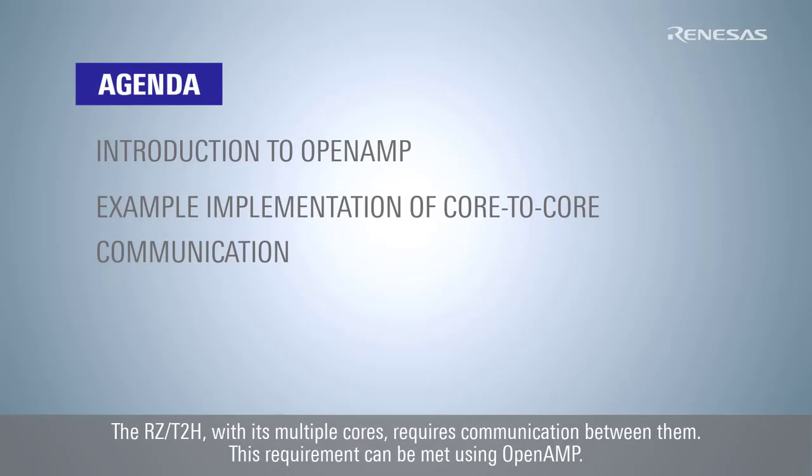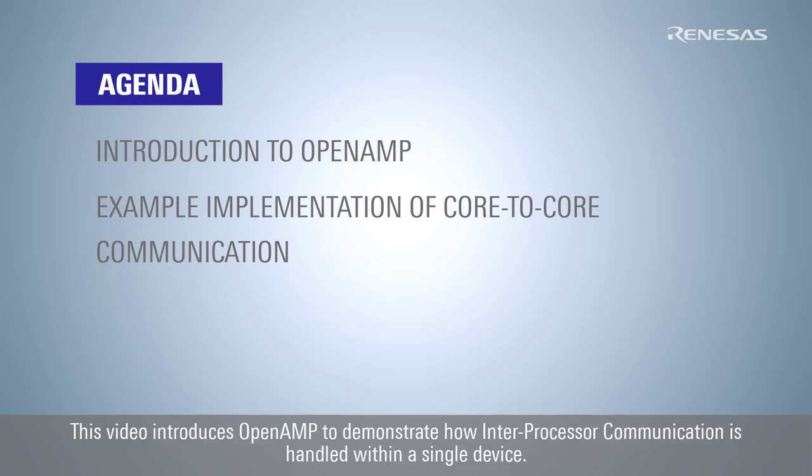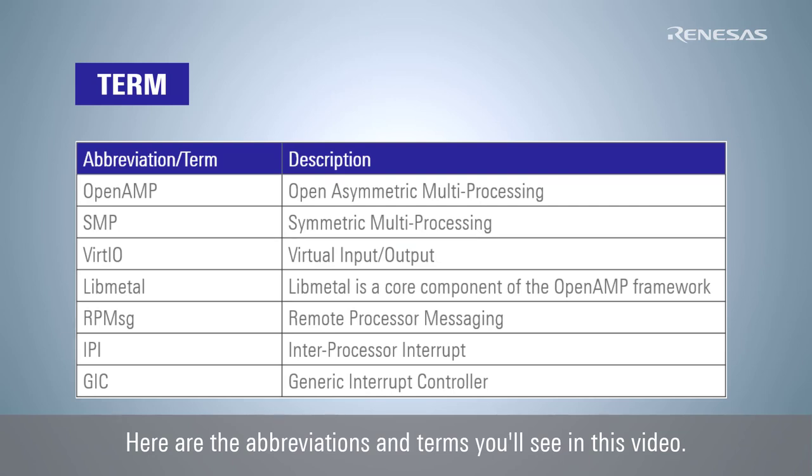The RZ-T2H, with its multiple cores, requires communication between them. This requirement can be met using OpenAMP. This video introduces OpenAMP to demonstrate how interprocessor communication is handled within a single device. Here are the abbreviations and terms you'll see in this video.